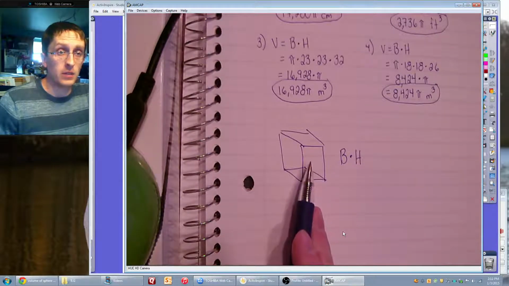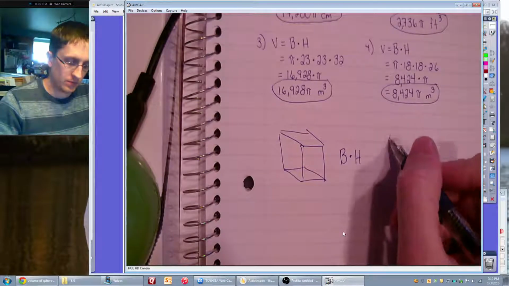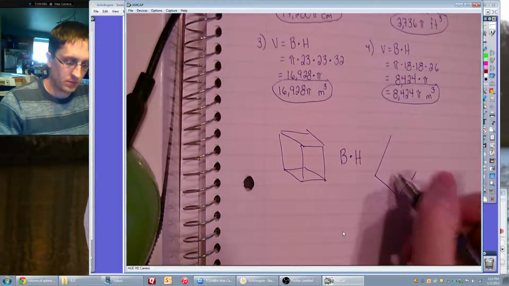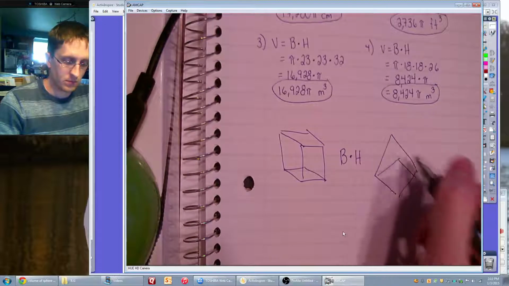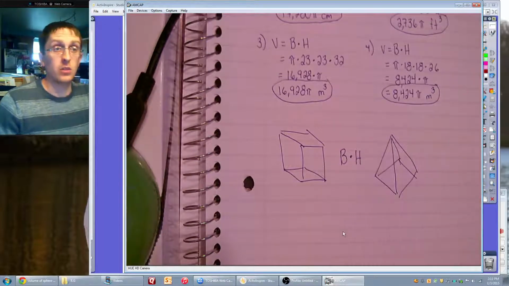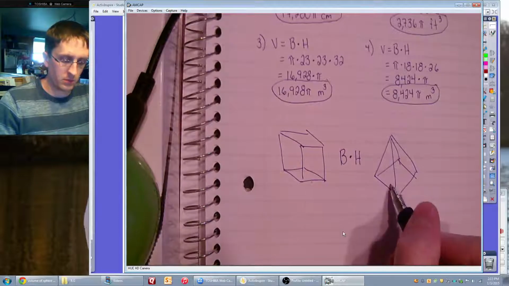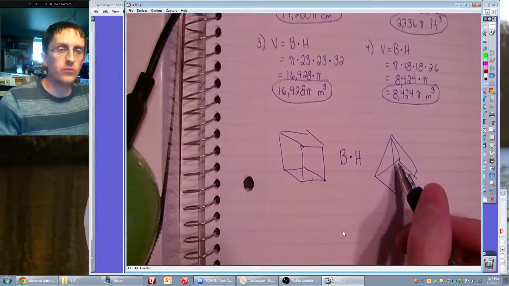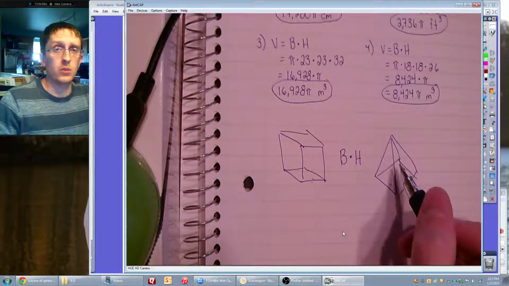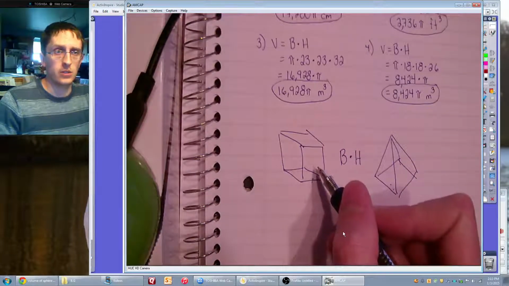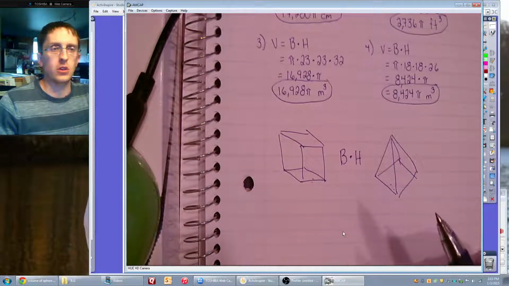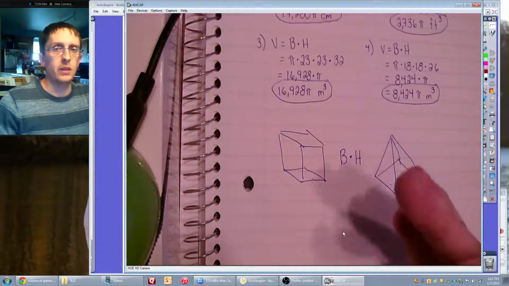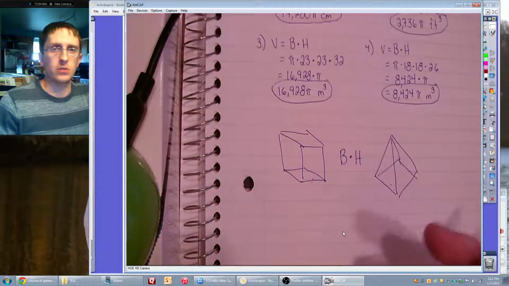A pyramid of the same height is actually 1/3 of that volume. So if these have the same size bottom, and you put this inside, you could actually fit 3 of those inside of that shape. I know it doesn't seem like it from the drawing, but you've got to trust me. If you don't trust me, I don't know what you're doing here.